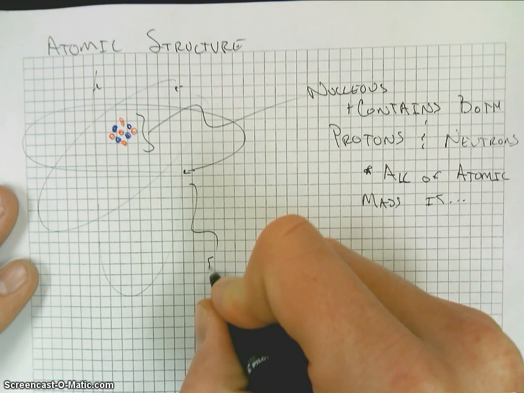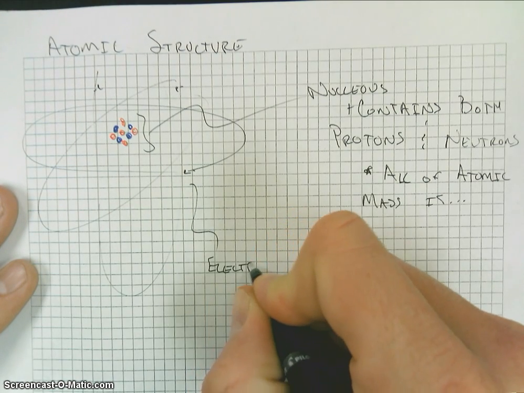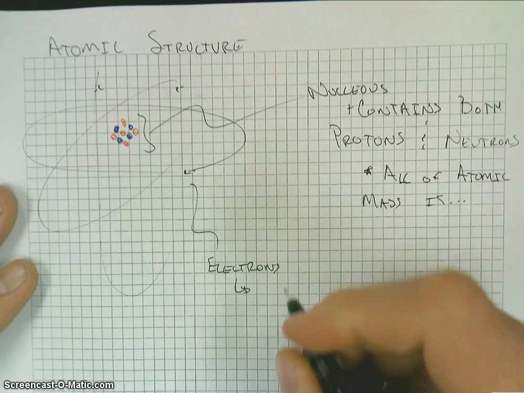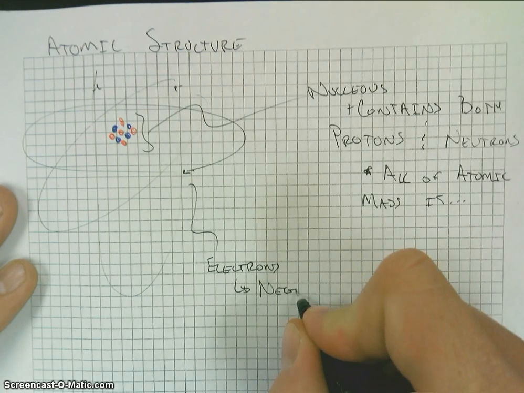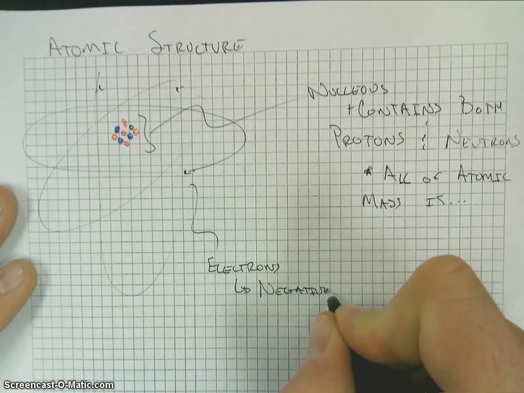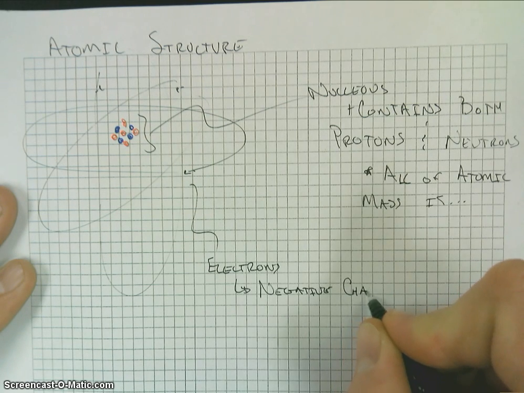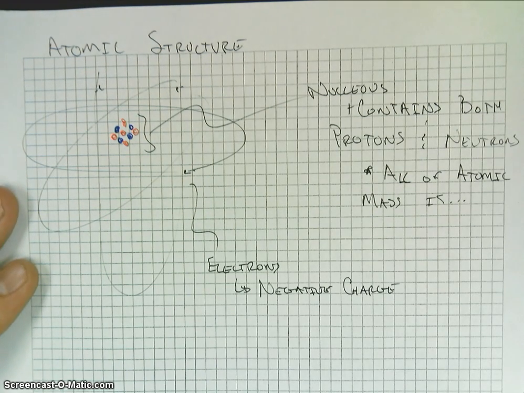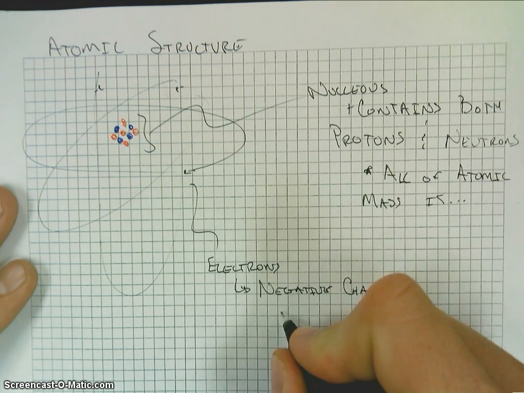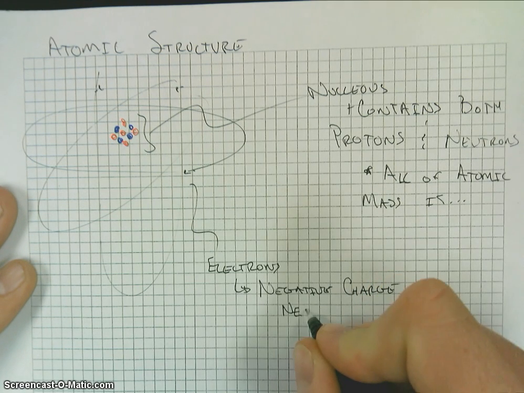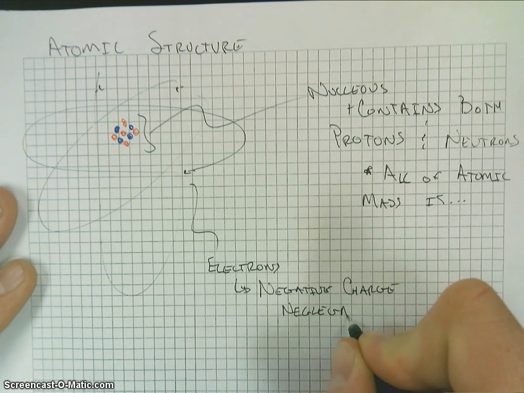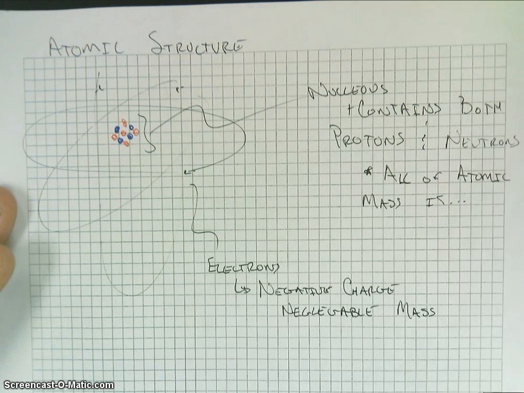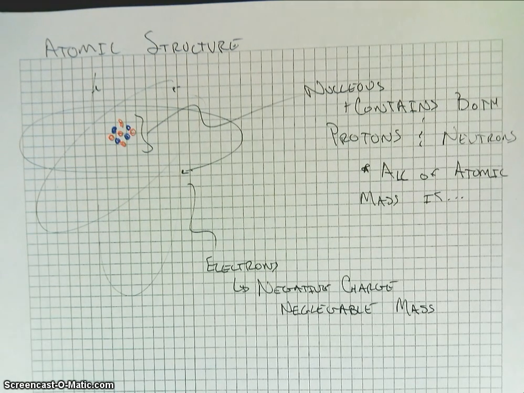These electrons are negative in charge. And they also, for our purposes, have next to no mass. So we'll say that that's negligible, N-E-G-L-I-G-I-B-L-E. We don't really count the mass for our purposes.